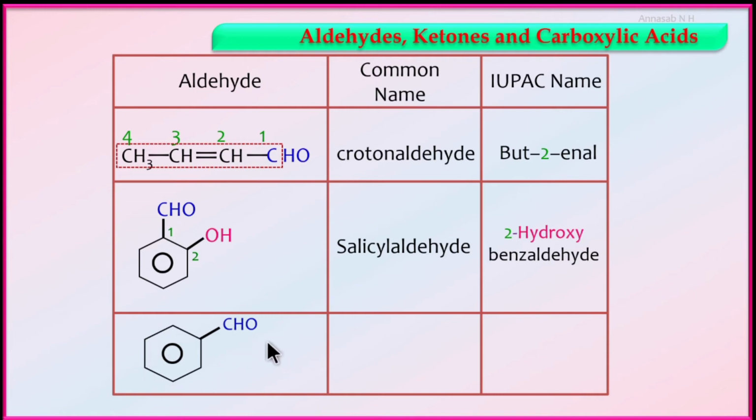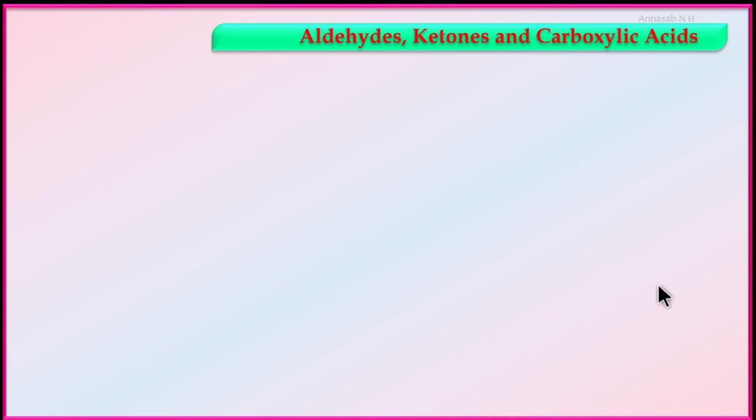Next one, a 6-membered aromatic ring with a CHO group directly linked to the benzene ring. Common name, benzaldehyde, and in the IUPAC system of naming, we take it as carbaldehyde. So it is benzene carbaldehyde. A few more examples.